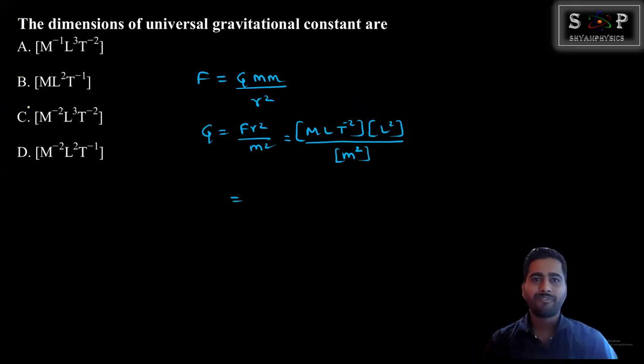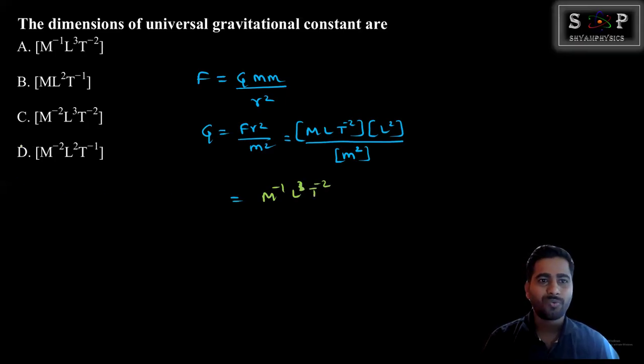Next, the dimension of the universal gravitational constant G. Here F equals G m1 m2 by R^2, so G equals F R^2 by M^2. On solving this, you will get M^-1 L^3 T^-2. First option.